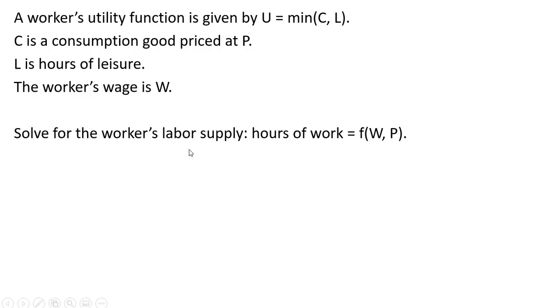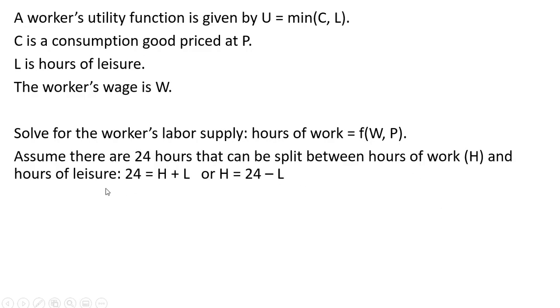We're going to solve for the worker's labor supply. That is, we're going to solve for hours of work as a function of the wage and the price of the consumption good. We're going to assume that there are 24 hours in the day that can be split between working and leisure. So 24 equals H plus L, and we could solve this for H. H equals 24 minus hours of leisure.